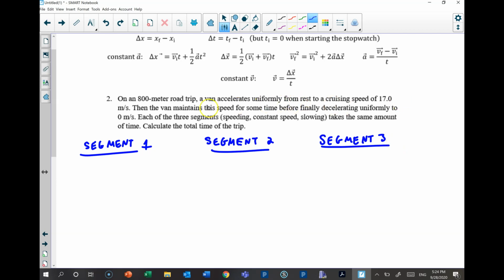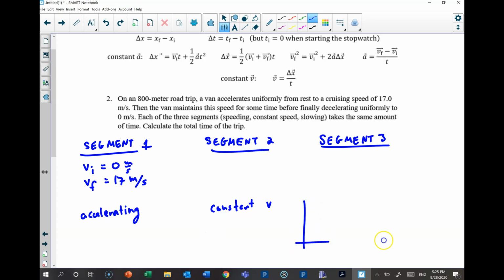We also know that in the first segment, we start from rest, we're accelerating, we have a final speed of 17, and that's all we know right now. In segment 2, we know that we have constant speed, and in this case, what is the constant speed?